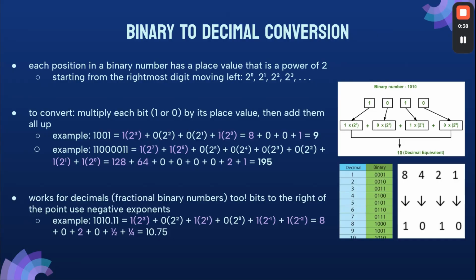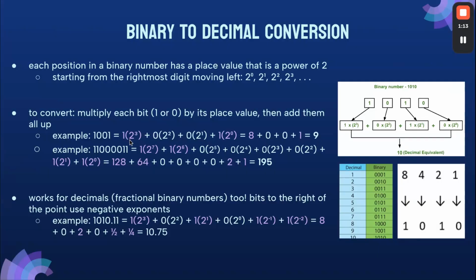For example, here we have the binary number 1001. As you can see here, we're multiplying each bit. For the first one, it's 1. The next one is 0. The next one after that is 0, and then 1, by its place value, which we discussed over here, going from right to left: 2 to the 0th power, 2 to the 1st power, 2 to the 2nd power, and 2 to the 3rd power, and then we add them up.